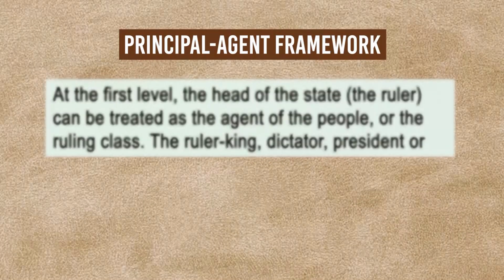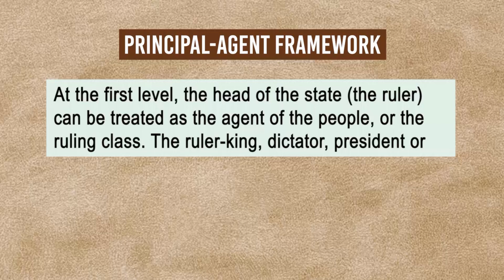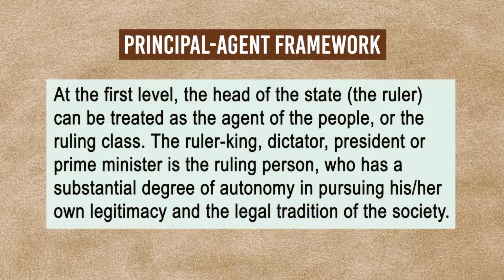Now, in almost all developing countries, the state tends to dominate the civil society, and has a substantial degree of autonomy in policy making. Therefore, a more appropriate framework for studying the behavior of the state in the developing countries is basically a multi-level principal-agent framework. At the first level, the head of the state or the ruler can be treated as the agent of the people or the ruling class. The ruler, king, dictator, president or prime minister is the ruling person who has a substantial degree of autonomy in pursuing his or her own legitimacy and the legal tradition of the society.